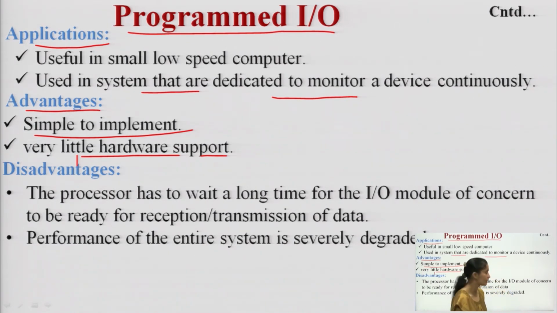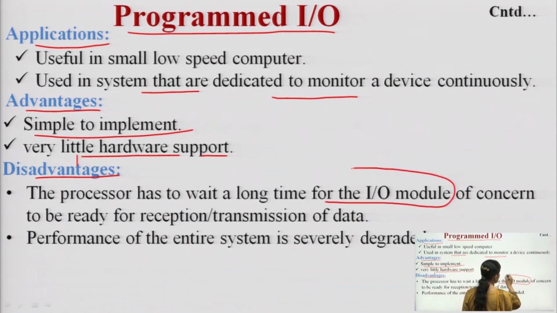Next are the disadvantages. As we have seen, the CPU is continuously wasting its cycles. It is just waiting and watching. The actual speed and the actual efficiency of the CPU is not coming into the picture. That is, the processor has to wait for a long time for the IO module. It has to work according to the IO module speed. So, that is a concern.